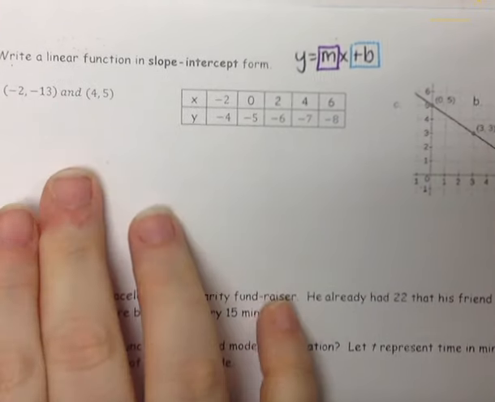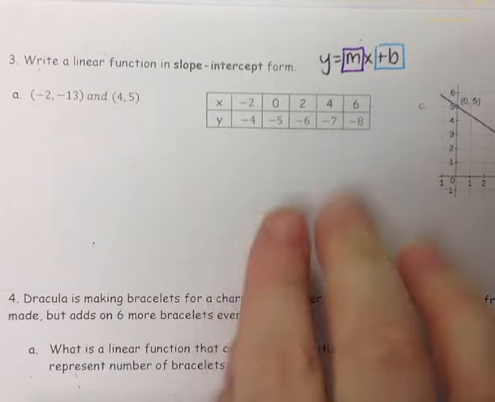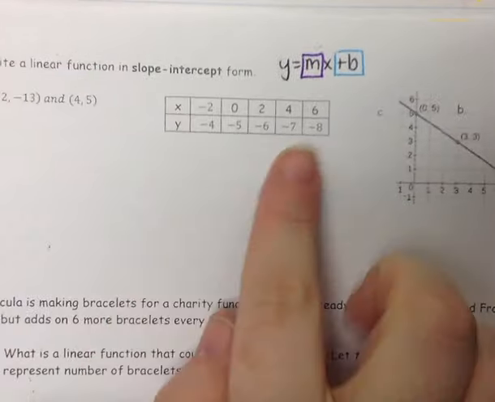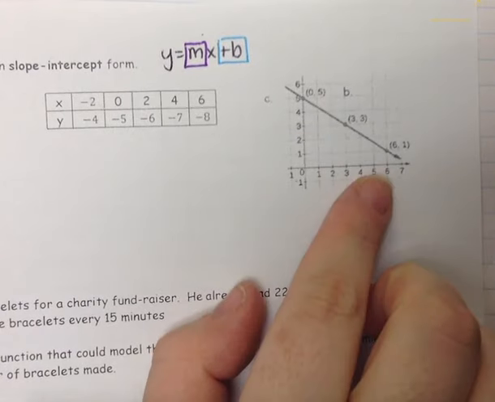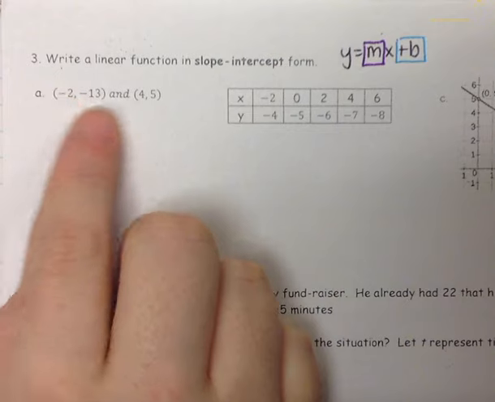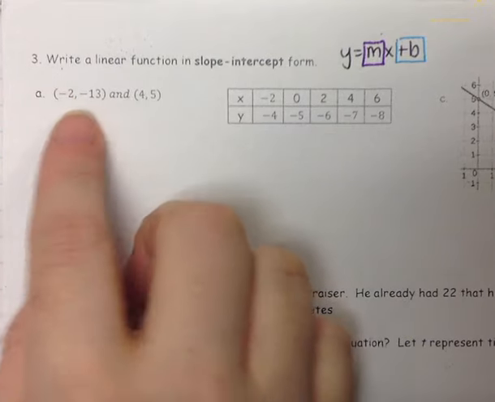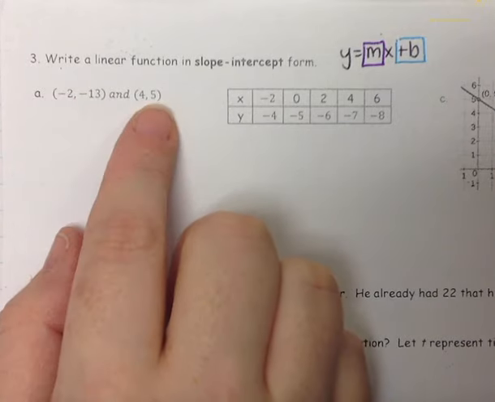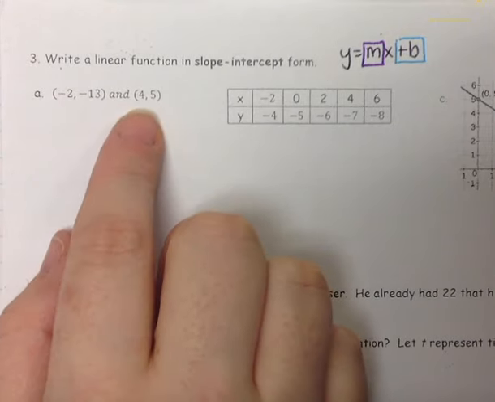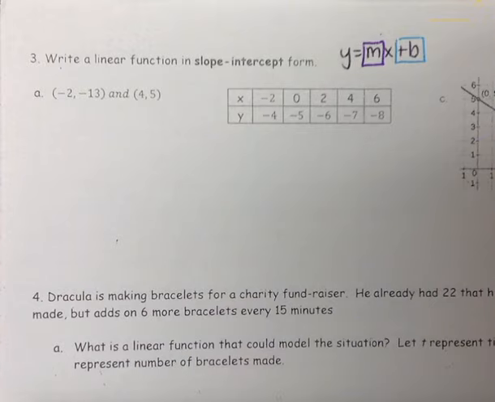So we have three examples. This first example, we're given two coordinates. Second example, we're given a table. And the third example, we're given a graph. So in this first example, with two coordinates, we don't have either the slope or the y-intercept. The y-intercept would be a 0, a number, so we don't have that, and we also are not told what the slope is. So we need to determine the slope.